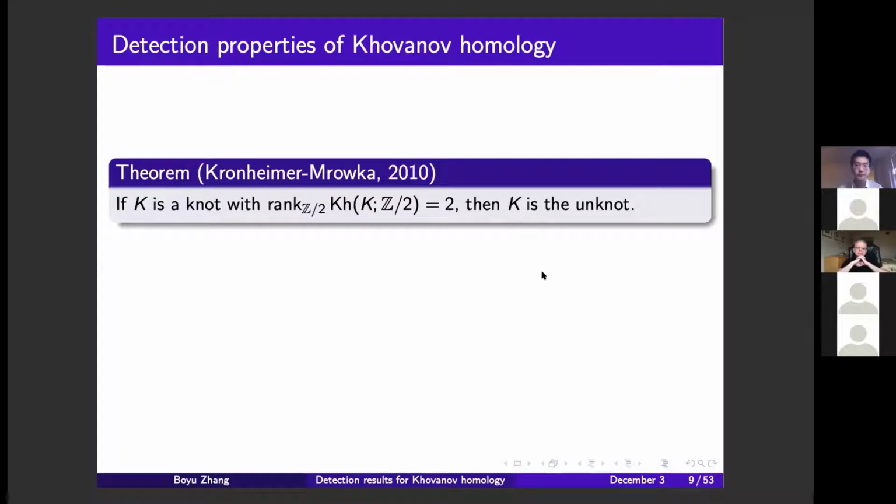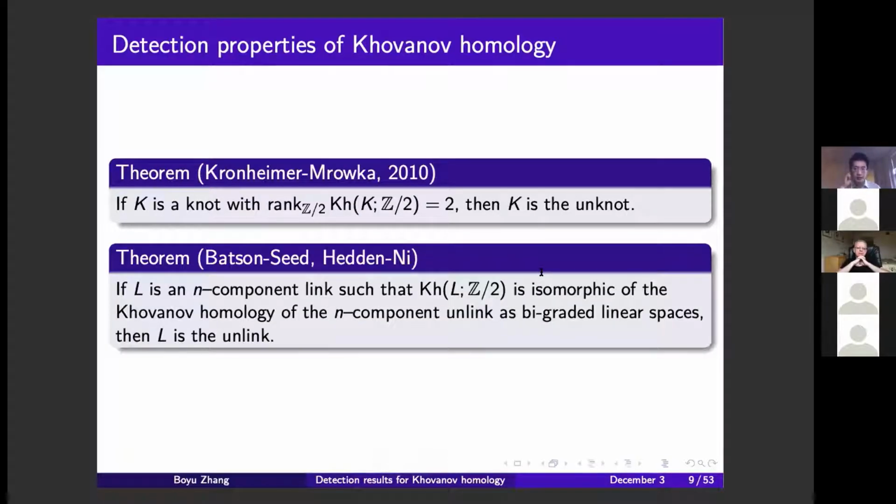And later, this result was generalized by Batson-Seed and Hedden-Ni to the case of unlinks, where they proved that the Khovanov homology also distinguishes the unlink from the other links. But here in their statement, we have to assume that the Khovanov homology, as a bigraded module, agrees with the Khovanov homology of the unlink. In other words, in the unlink detection theorem, we not only need to know the rank of the Khovanov homology, but also need to know the bigrading of the Khovanov homology.